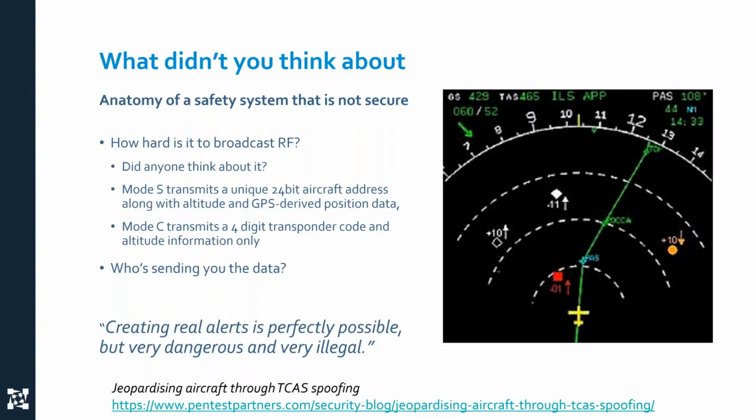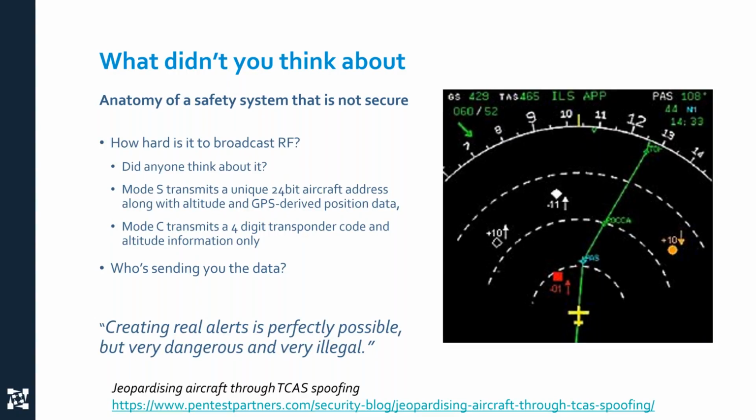Basically, there's a couple of different modes that have either a unique address for the aircraft with its altitude and GPS information, or just its altitude without GPS information and its transponder code. They're both unencrypted and unauthenticated, meaning when the data appears on my TCAS system, I don't know who sent it. It might say it's a 737 flying from Denver to LAX, but it might be somebody playing in the parking lot, right? There's no way to know that the data is really secure.